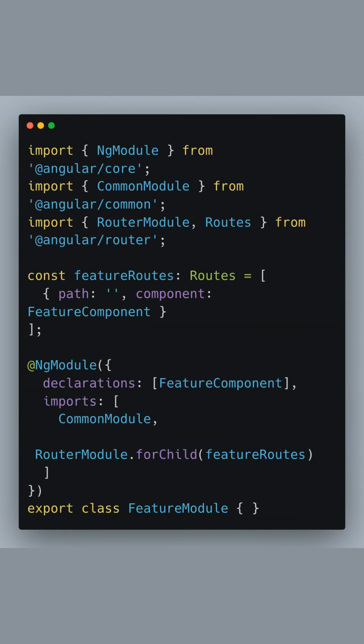Now let's dive into the feature module. This is the module that will be loaded lazily. It starts with standard Angular module imports. We define feature routes, which are the child routes of this feature module.